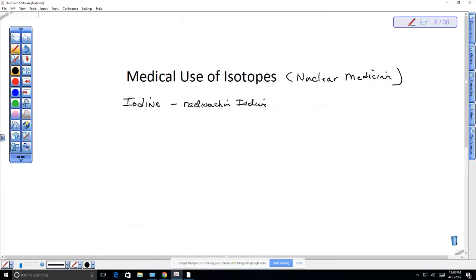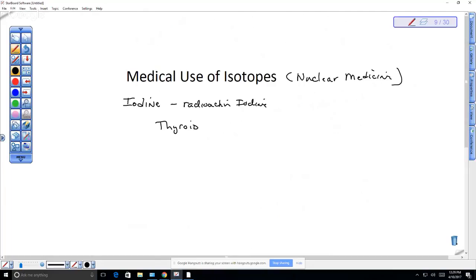So does anybody know what gland in our body uses iodine? We might be able to look at the movement of iodine through that gland using radioactive iodine. What gland in our body uses iodine? Anybody know? Thyroid.